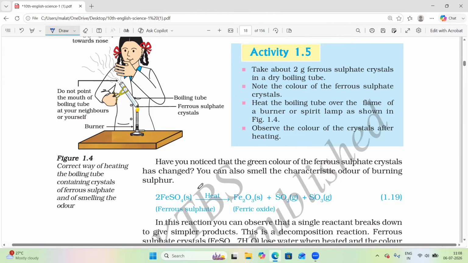If I take ferrous sulfate, does it break down simply? Is it possible for it to break down by itself? No. What we have to do is apply some energy. So decomposition reactions always take place by using some energy. We'll see what types of energies are involved in decomposition reactions.